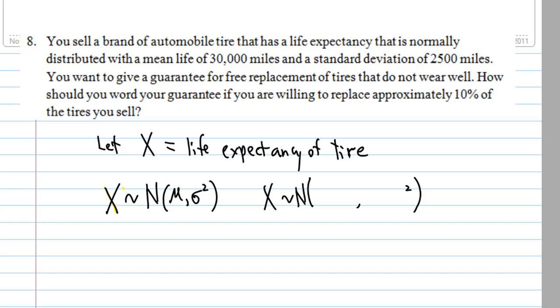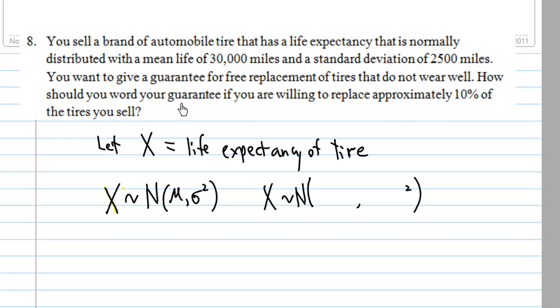This is an example of the application of normal distribution. In this problem, suppose you sell a brand of automobile tire that has a life expectancy that is normally distributed with a mean life of 30,000 and a standard deviation of 2,500 miles. You want to give a guarantee for free replacement of tires that do not wear well. How should you word your warranty if you are willing to replace approximately 10% of the tires you sell?